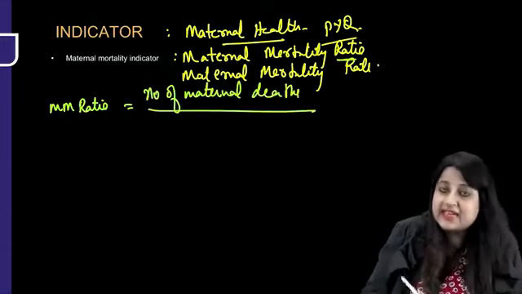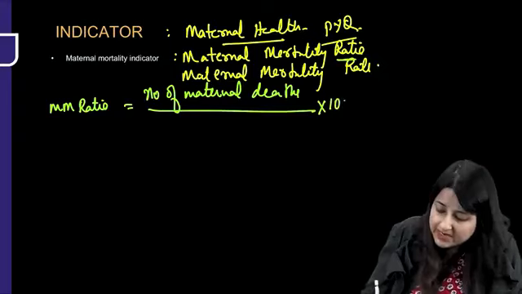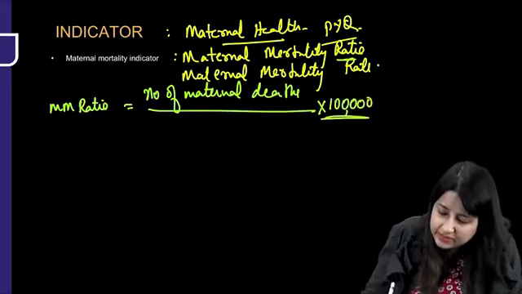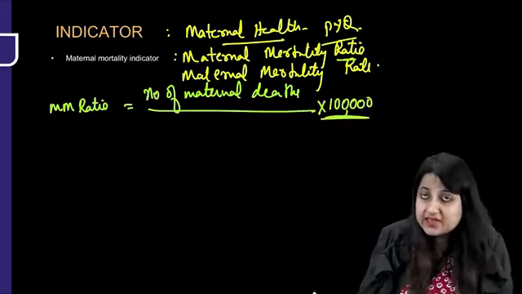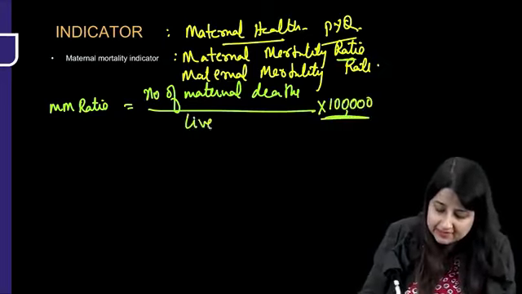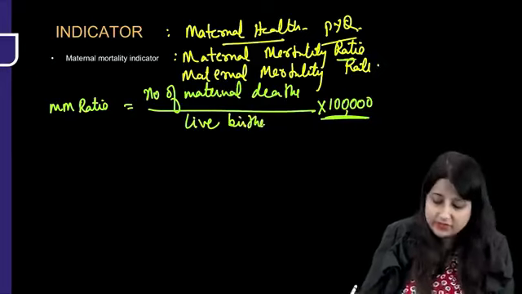maternal deaths. Now, what did I teach you? Maternal mortality is the only place in the entire community medicine where the multiplier is 1 lakh. So, the number of maternal deaths per 1 lakh live births. Now, can you see the numerator is not a part of the denominator?